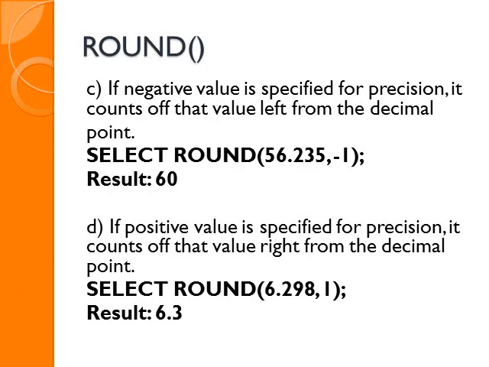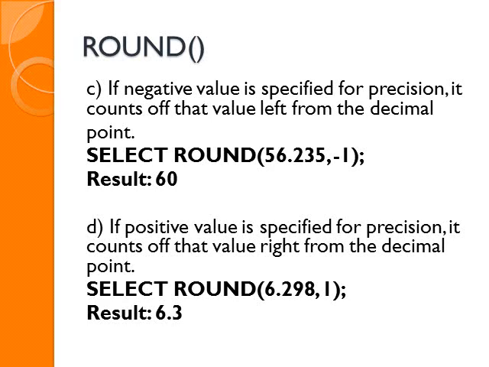One more example: if a negative value is specified for the precision, meaning the second argument is negative, it counts that many places to the left of the decimal point. It will be more clear from the example. SELECT ROUND(56.235, -1). Here you don't have to look at the value after the decimal, that is 0.235, but before the decimal. The one left is 6, so the result is 60 in this case.